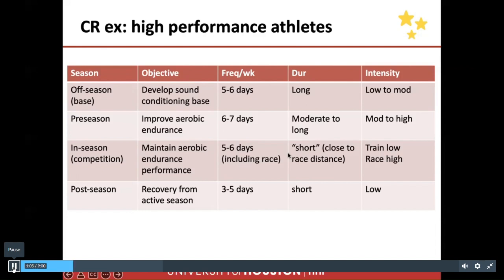Swimming is a good example of this. They have short course and long course. There's not really a lot of off time in swimming. Whereas other sports, you have more of a true season, like soccer, for example. They have a little bit more of a true season.